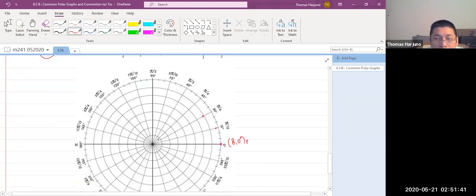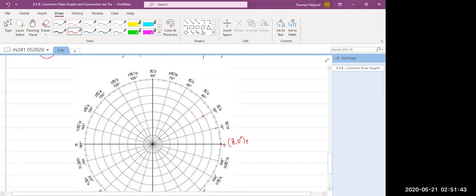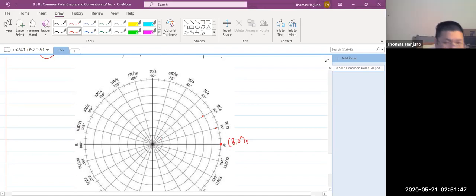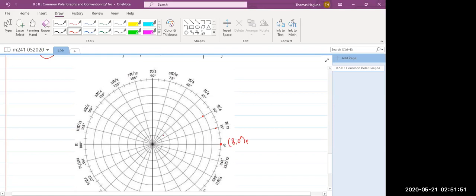How many of the sheets do you want us to print out for today? I said try to get at least 5. Okay. Yeah.